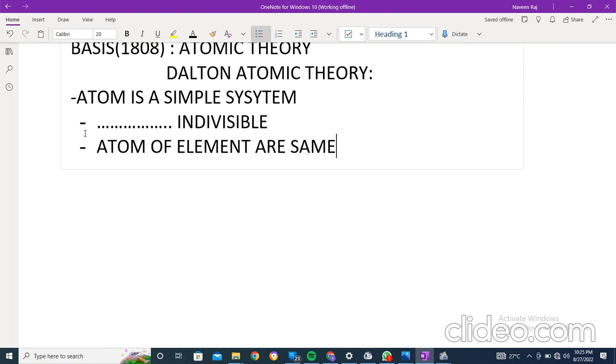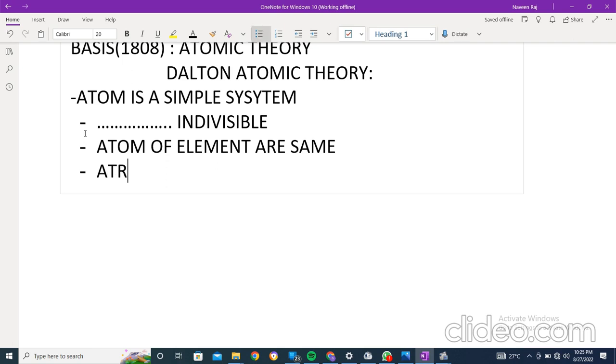But modern theory proved this concept wrong, with the discovery of isotopes, where the atoms have the same atomic number but different mass number. So this point was proved wrong by that. Atoms of an element can be different. But at that time, that was believed and was said to be true, right?